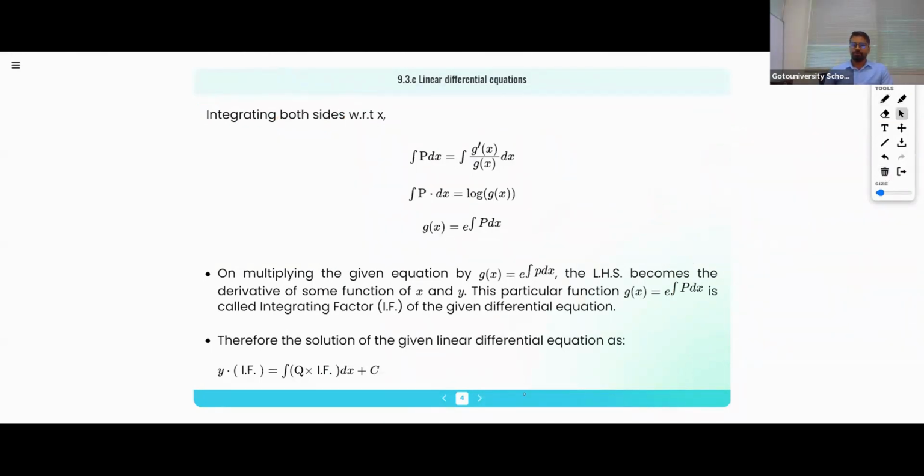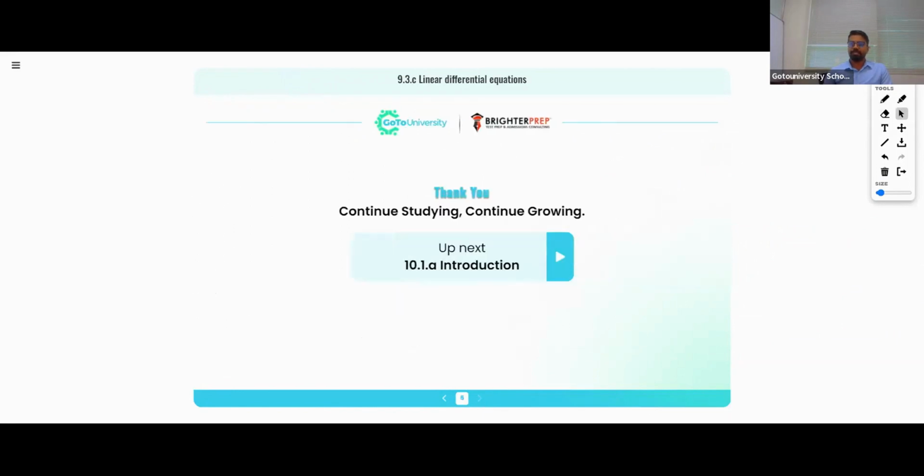Shall we solve some questions quickly? Yes, let's take an example first, a solved example, and after that we can go for a question.